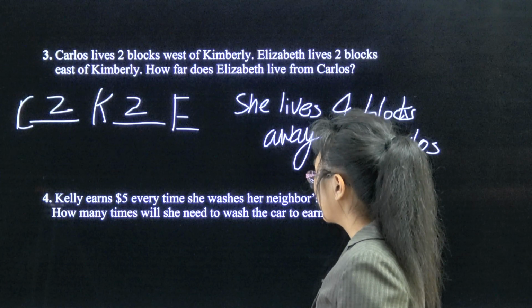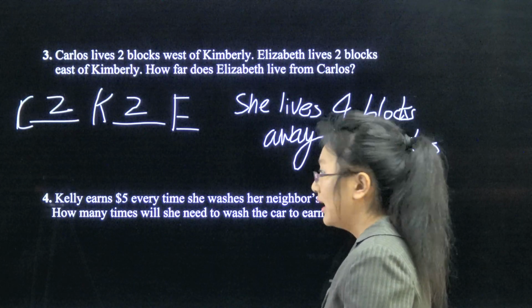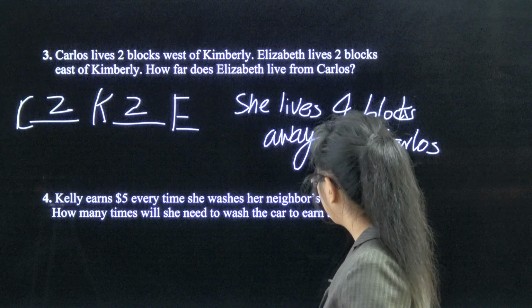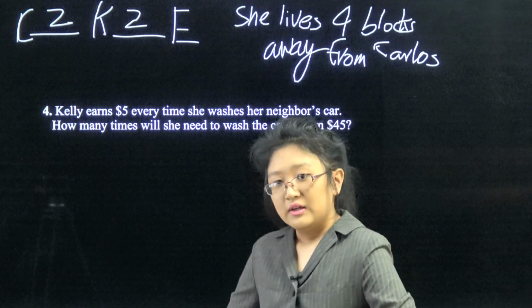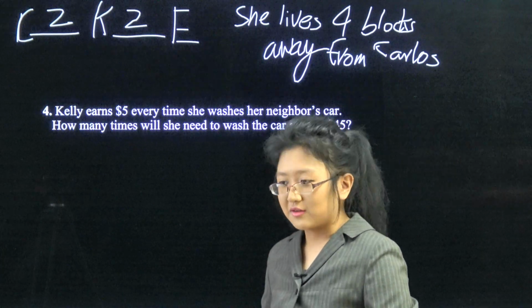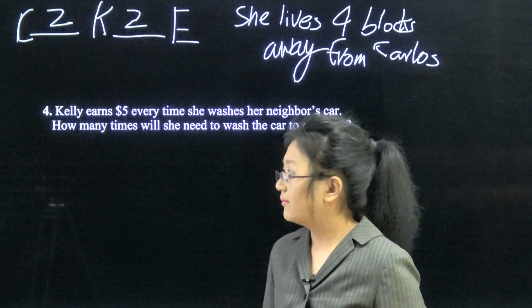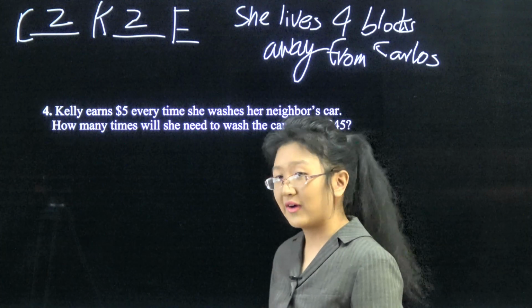Kelly earns $5 every time she washes her neighbor's car. How many times will she need to wash the car to earn $45? Let's use a 4-step plan for this because honestly this is just math. Because 45 divided by 5 equals 9.